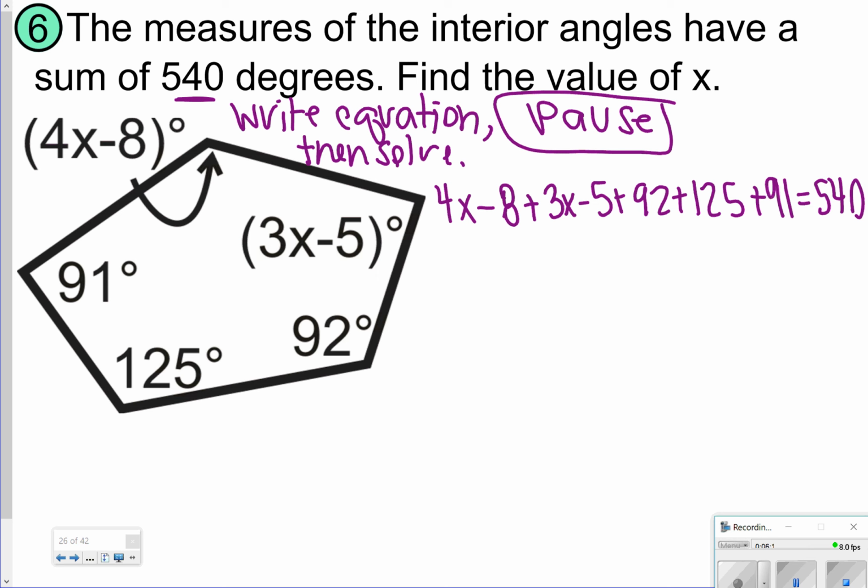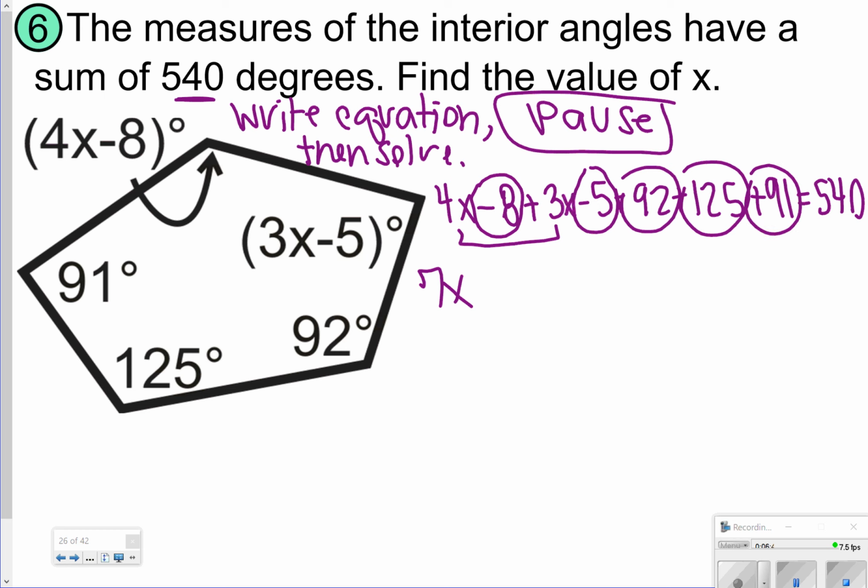Alright, so I went ahead and wrote my equation. I have the 4x minus 8, 3x plus 3x minus 5, plus 92 plus 125 plus 91. I'm going to go ahead and combine my like terms, so I'm going to start with the x's first. So I have 4x and 3x, and that makes 7x. Then I have a lot of different numbers. I have negative 8 or minus 8. I have a minus 5, and then I have 92, 125, and 91. So I'm going to add all those together, keeping in mind the 8 and the 5 are negative, and you should get 295. So plus 295 equals 540.